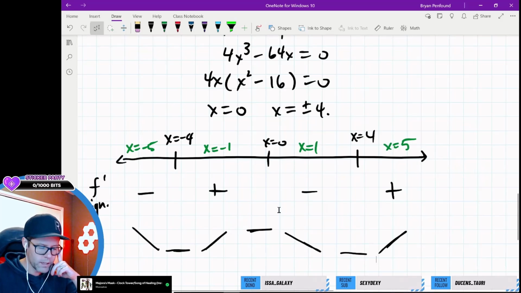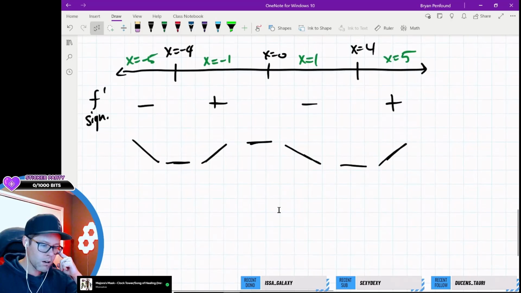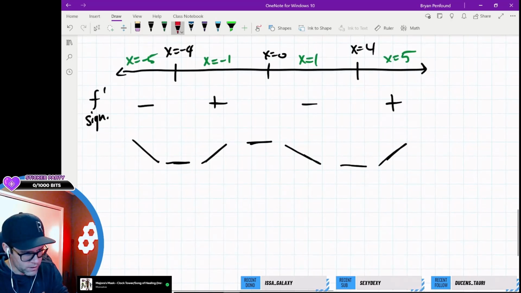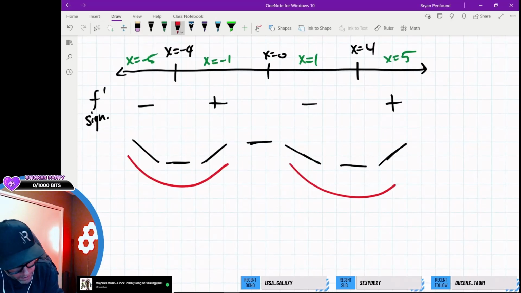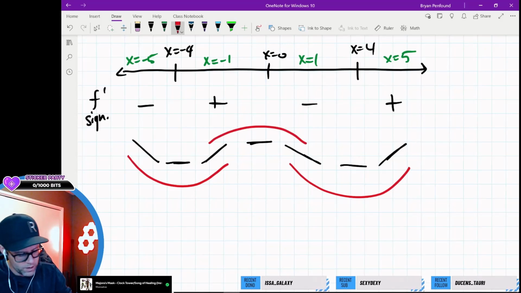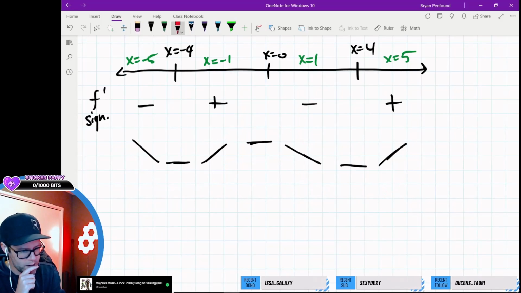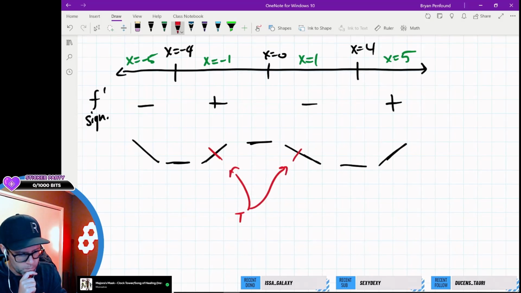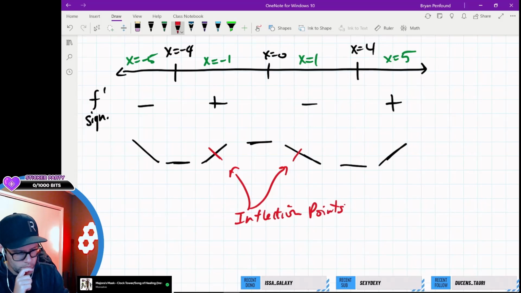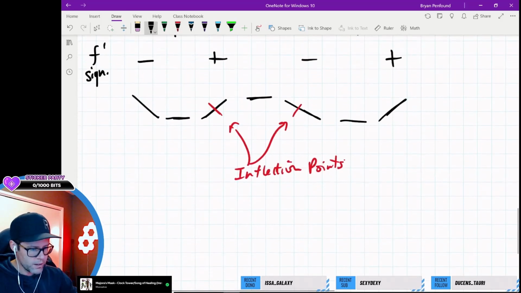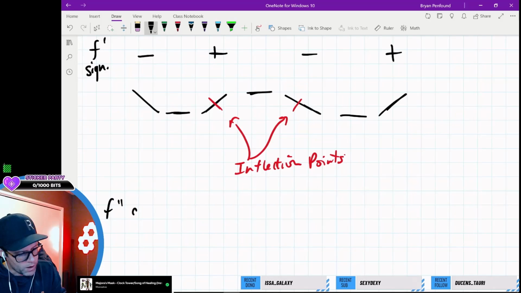Now, I can kind of see that there's concavity up here and concavity up here and concavity down here. I can kind of see that behavior, but getting an idea of exactly where these inflection points happen would be super helpful. And the only way to do that is to do just a quick f double prime analysis.